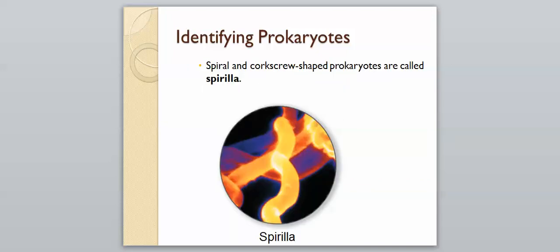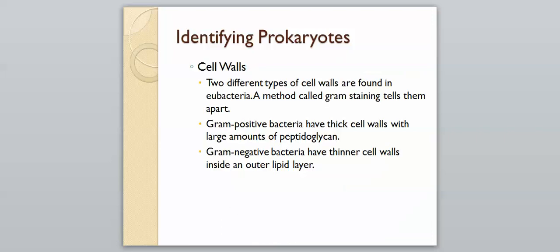The next way is by their cell walls, and there are 2 different types of cell walls found in our different eubacteria, and we can tell them apart by a method called Gram staining. Within eubacteria, they're gram positive, meaning they have a large amount of peptidoglycan, so they have thick cell walls with large amounts of peptidoglycan.